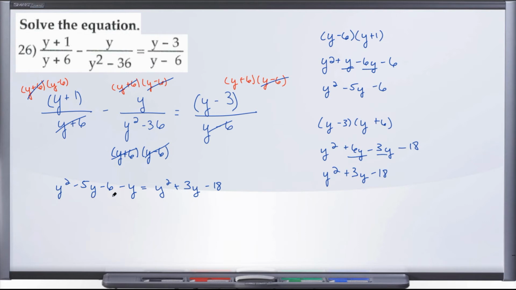All right, and we can go ahead and combine like terms here on the left, can't we? Minus 5y minus y, so we get y squared minus 6y minus 6 equals y squared plus 3y minus 18. All right. Looks like we're dealing with a quadratic equation here, so let's try to get everything on one side and set the equation equal to 0. So let's move everything from the left to the right. So we'll subtract y squared, add 6y, add 6.